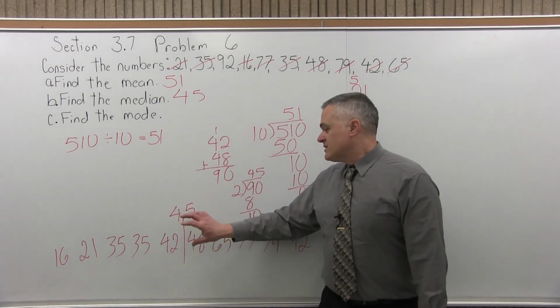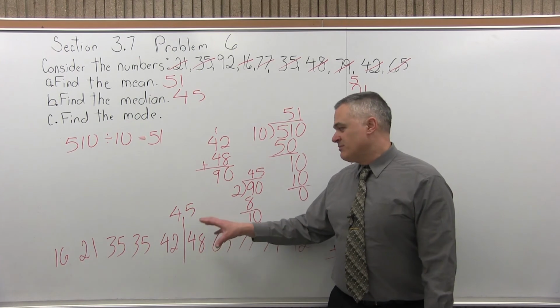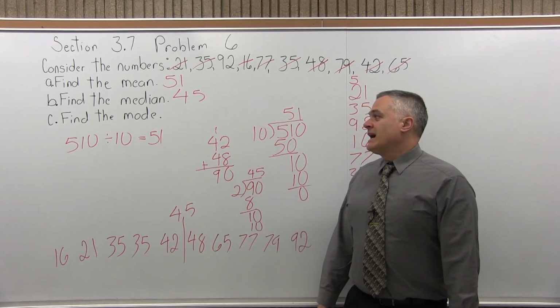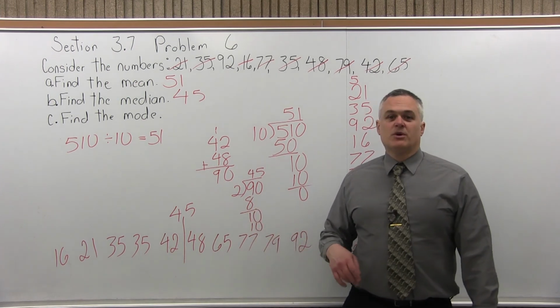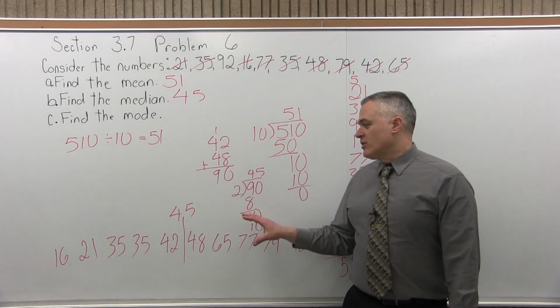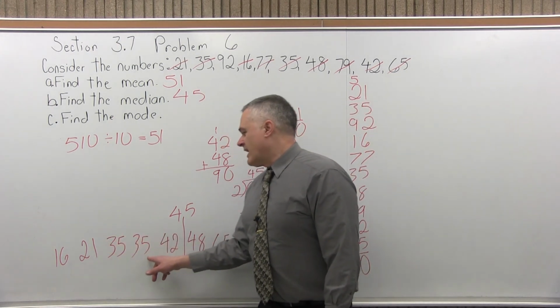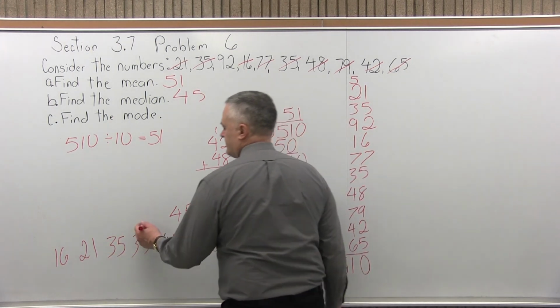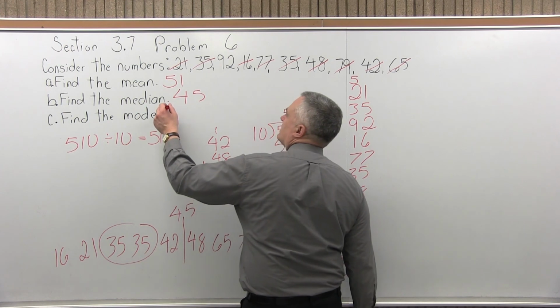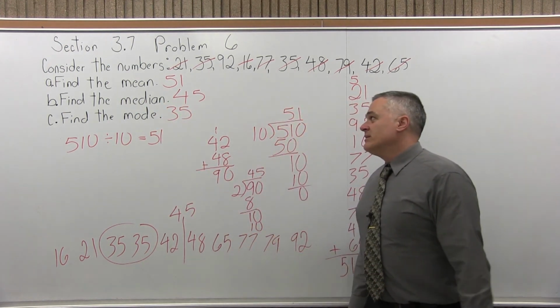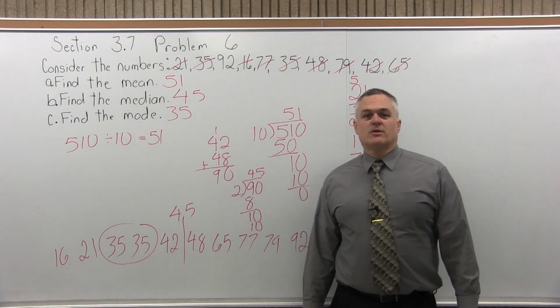Even though 45 is not an actual number in the list, that's the midpoint of the list once it's put in order. Now, the last question, the mode. The mode is the number that occurs the most frequently in your list of numbers, which would be the 35. It's the only multiple occurrence. So the mode is 35. So for number 6, the mean is 51, the median is 45, and the mode is 35.